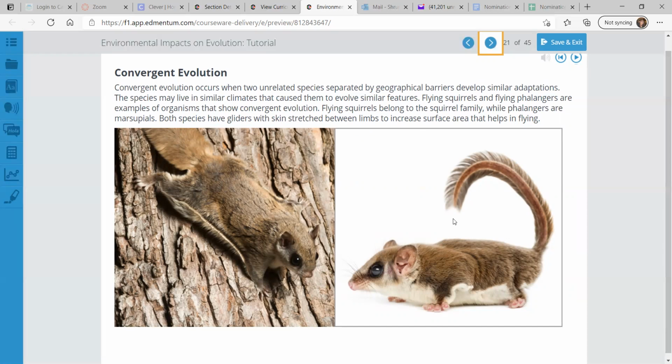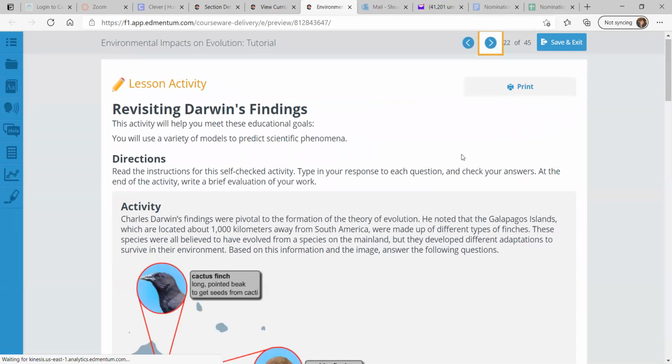So they're closer to kangaroos, possums. Both species have gliders with skin stretched between limbs to increase surface area that helps in flying. Very cool.